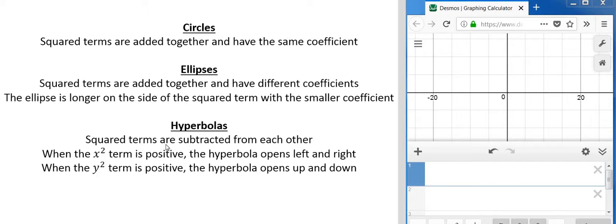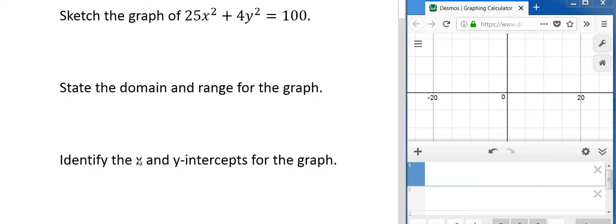Hyperbolas: squared terms are subtracted from each other, so these are really easy to see from their equation. If the x squared term is positive, then the hyperbola opens left and right in the x direction. If the y squared term is positive, it opens up and down in the y direction. Okay, let's go look at an example of each of these.